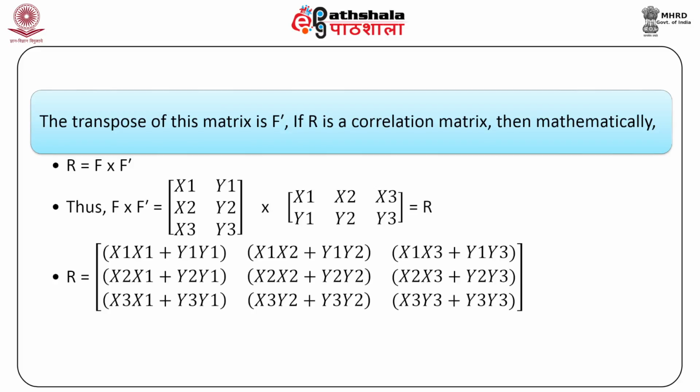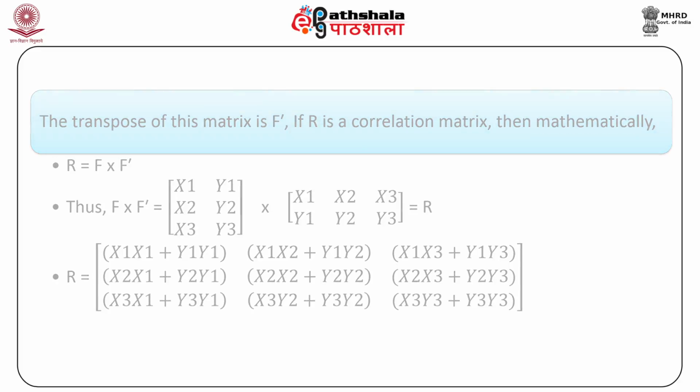column 2, x1 x2 plus y1 y2, x2 x2 plus y2 y2, x3 y2 plus y3 y2. Column 3 is x1 x3 plus y1 y3, x2 x3 plus y2 y3, and x3 y3 plus y3 y3.